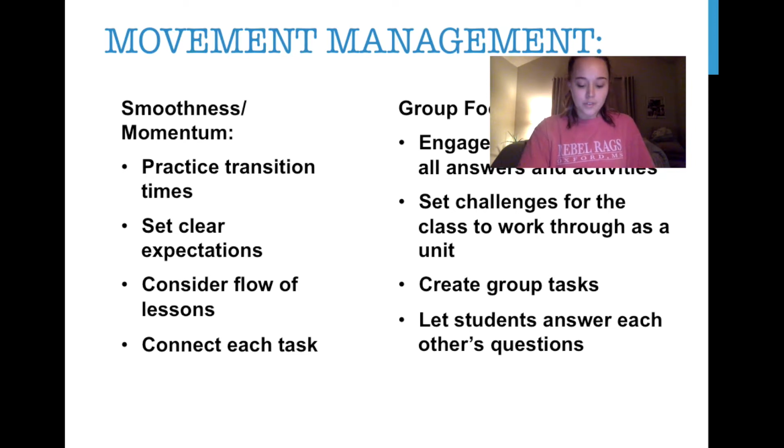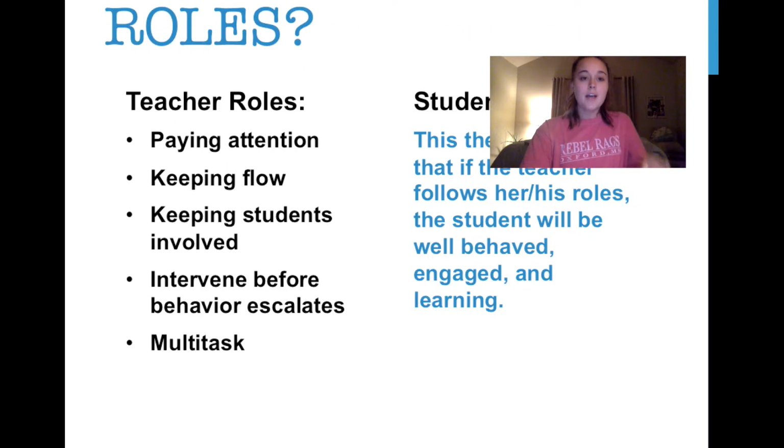And then the roles. The important roles for the teacher in this theory are paying attention, keeping flow of the classroom and keeping flow in transitions, keeping students involved, intervening before behavior escalates, and multitasking. And then the student roles are different because for this theory, it's all about how prepared the teacher is and how much the teacher can keep students engaged. So the whole idea is that if the teacher is doing these things that they need to do, then the student will be well behaved, will be engaged, and will be learning.